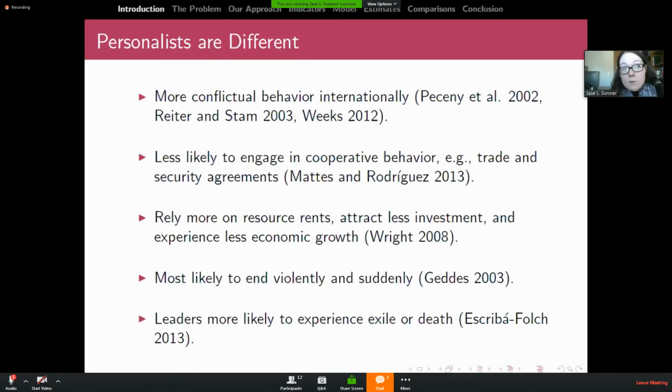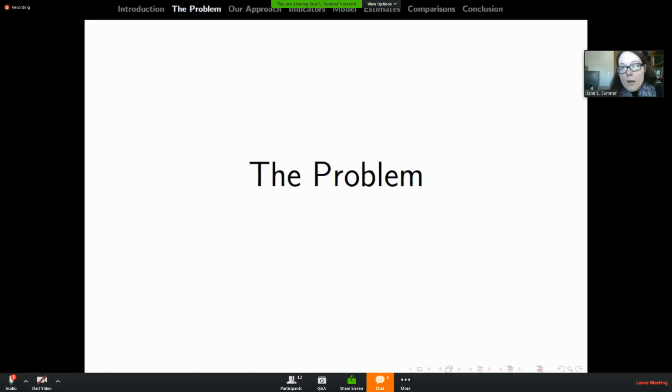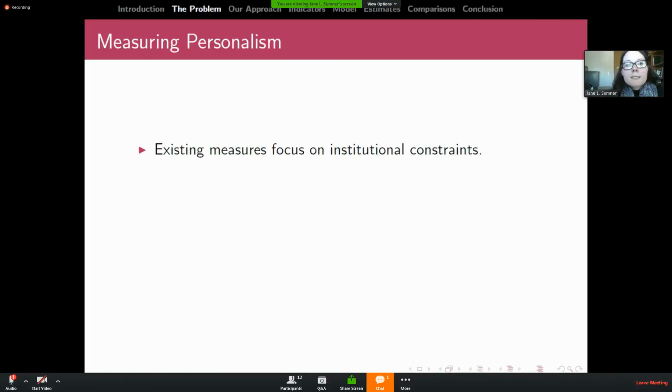So in other words, I expect you to care about us being able to characterize personalism because we have all of these theories about how personalists are different. So what is the problem with existing measures of personalism? Existing measures of personalism tend to focus on the institutional constraints side. And that makes a lot of sense because I defined personalism as rule without rules. So it's behavior that's unbounded by these institutional constraints. So naturally, you might think it makes a lot of sense to measure the institutional constraints and say, when they're not there, we have personalism. And so that's what these existing measures have mostly done.